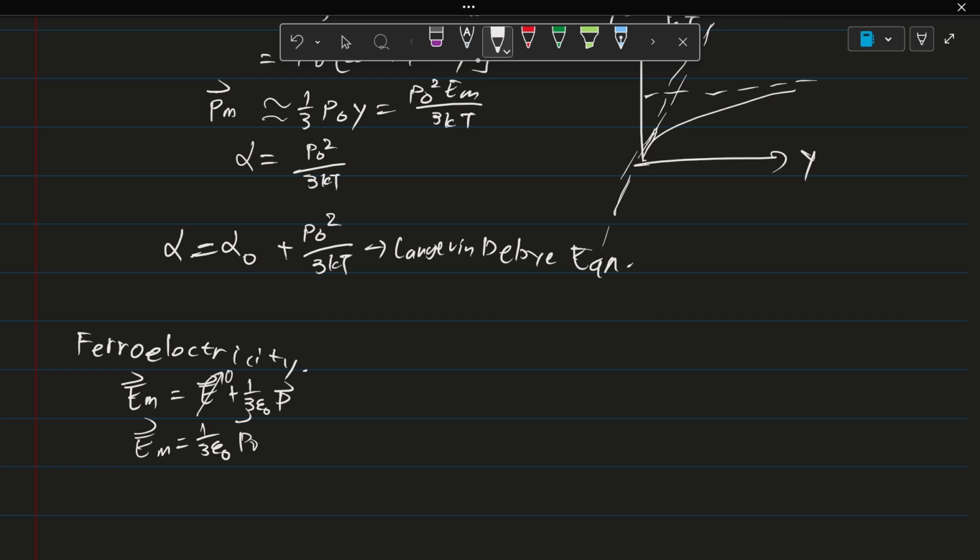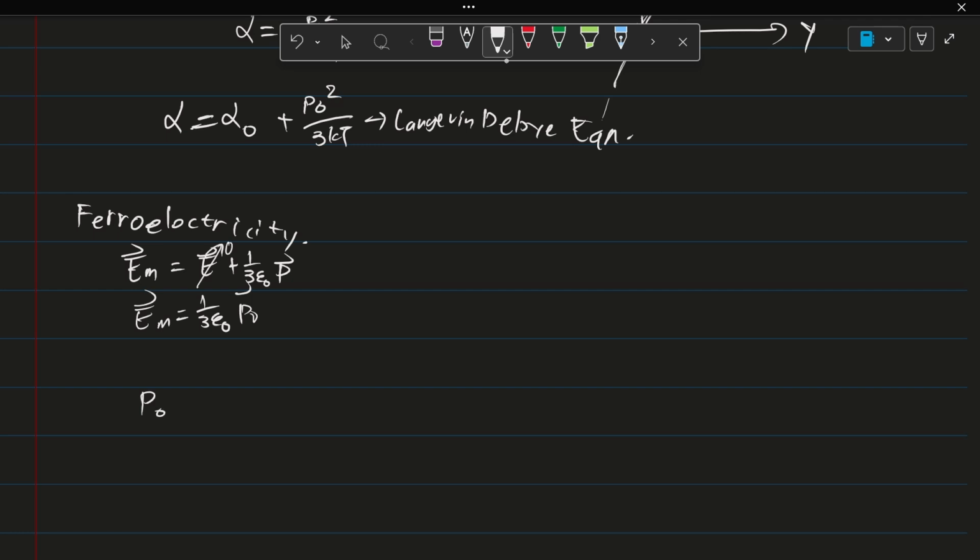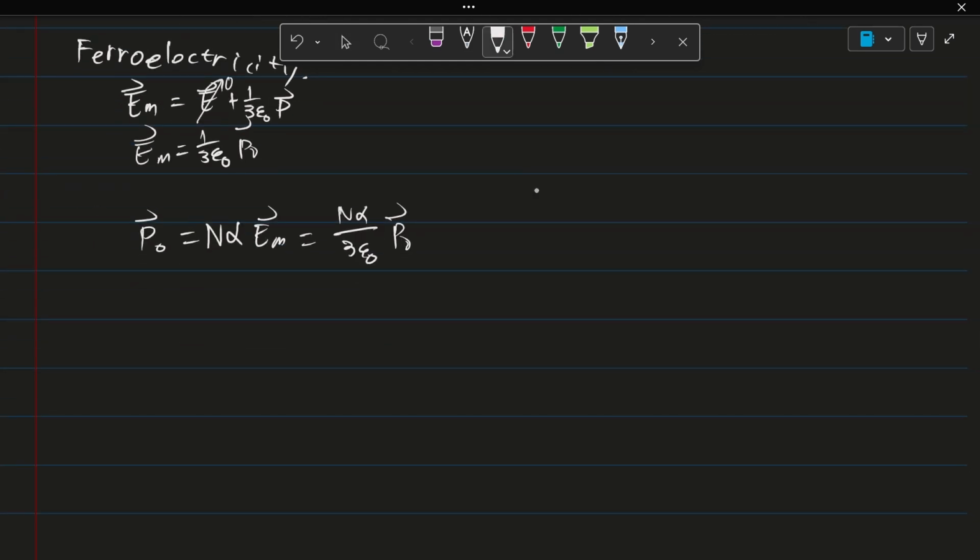Now for this permanent polarization, there are lots of criteria for you to fulfill. If you think about the polarization, as you know from the formula, it's going to be N alpha of the E m vector, right? And this E m vector is also defined to be N alpha over 3 epsilon 0 P0 vector. So there's a recursion formula going on. Not really a recursion formula, but just a relation between P0 vector and P0 vector. And there are only two different cases for this happening.